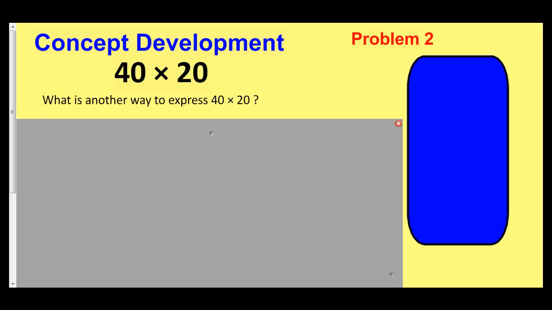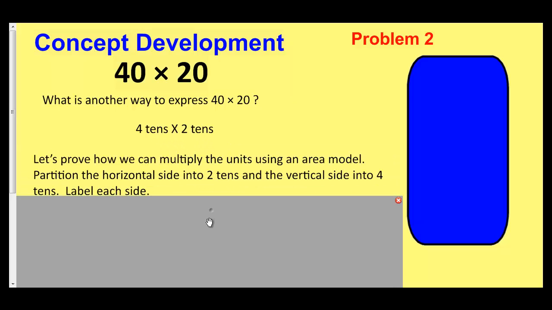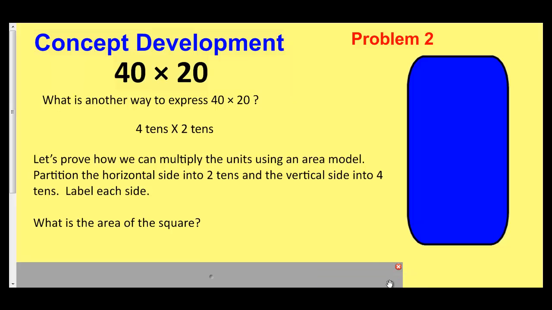Okay, so I'm going to have a few things for you to write in your journal today. The first thing I want you to write is 40 times 20, just like I have up here. You don't have to write concept development or anything like that, but I do want you to write 40 times 20 horizontally, just like this. And then I want you to think to yourself, what's another way to express 40 times 20? Well, here's one example. You could say 40 times 20 is the same thing as 4 tens times 2 tens. And that's kind of how we're going to think about 4 tens times 2 tens.